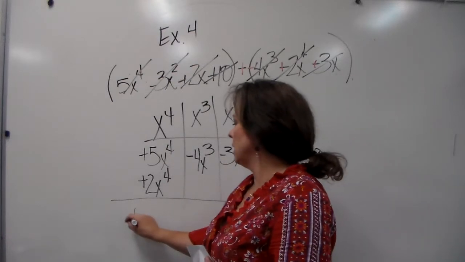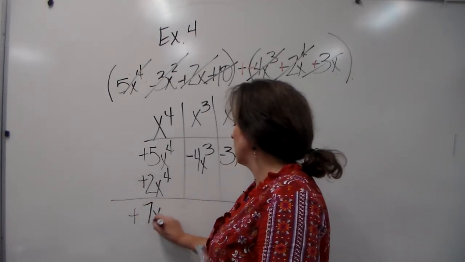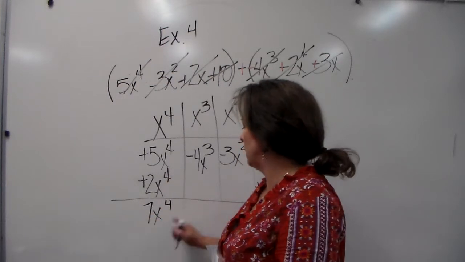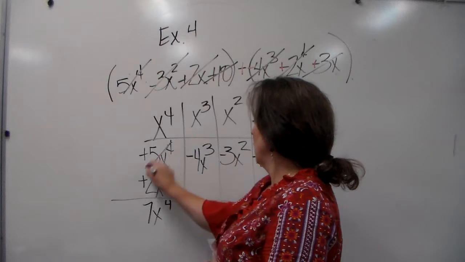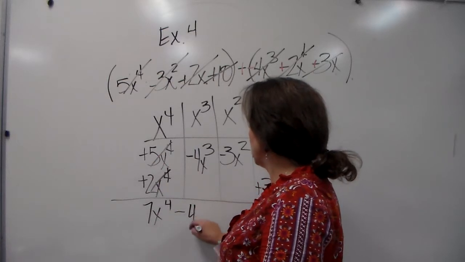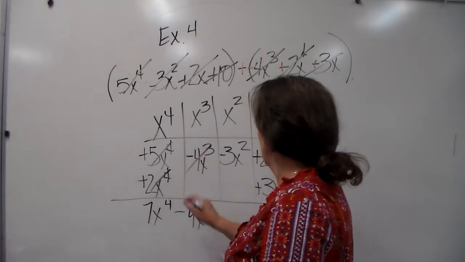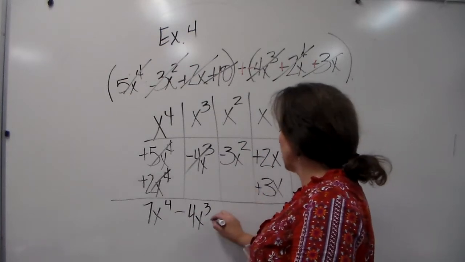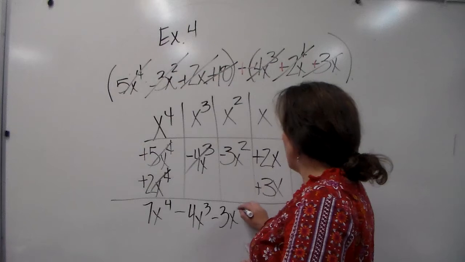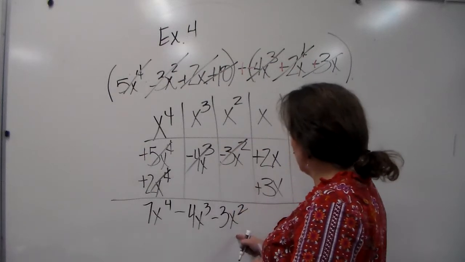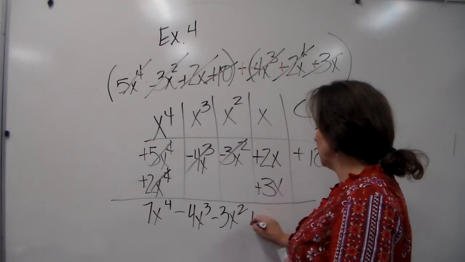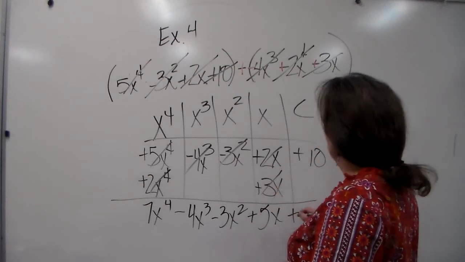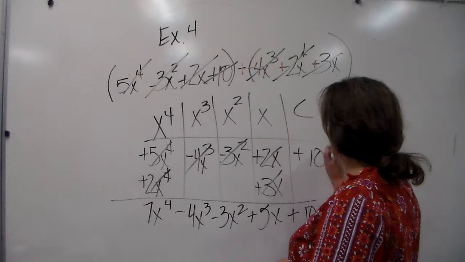So these will combine to give me a 7x to the fourth. Because it's our first term, we don't need to write that positive. We've got a negative 4x cubed. Nothing to combine it with. Nothing to combine with our negative 3x squared. When we don't have anything to combine with it, we'll just bring it down. 2x plus 3x will give us 5x. And then we're going to have a plus 10 here.